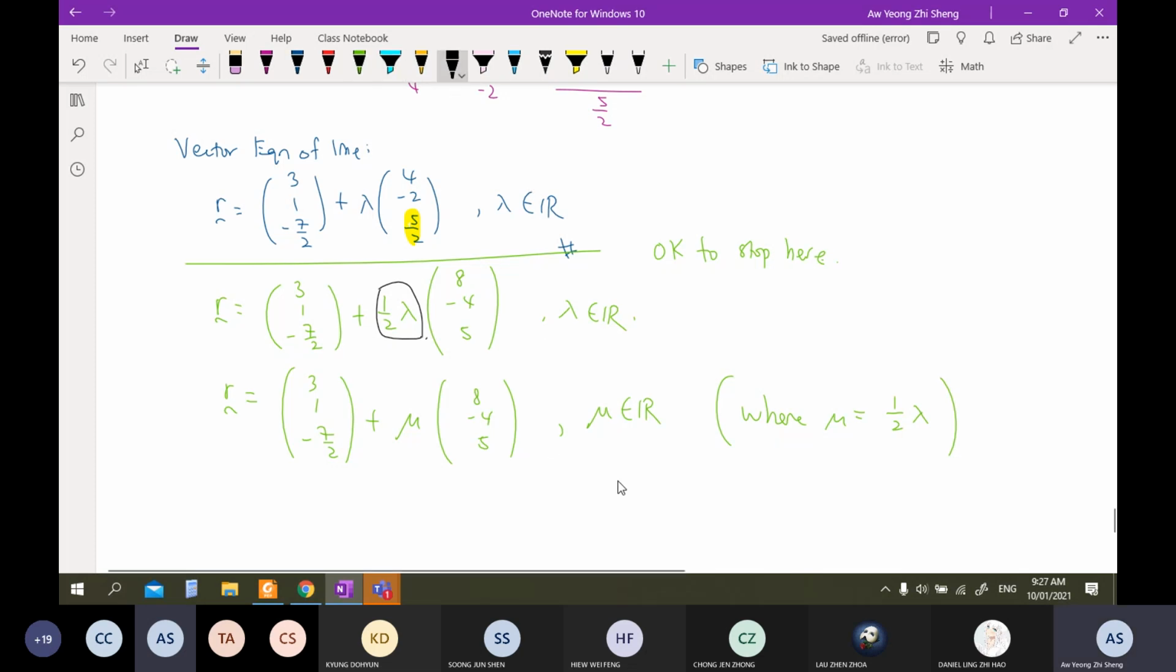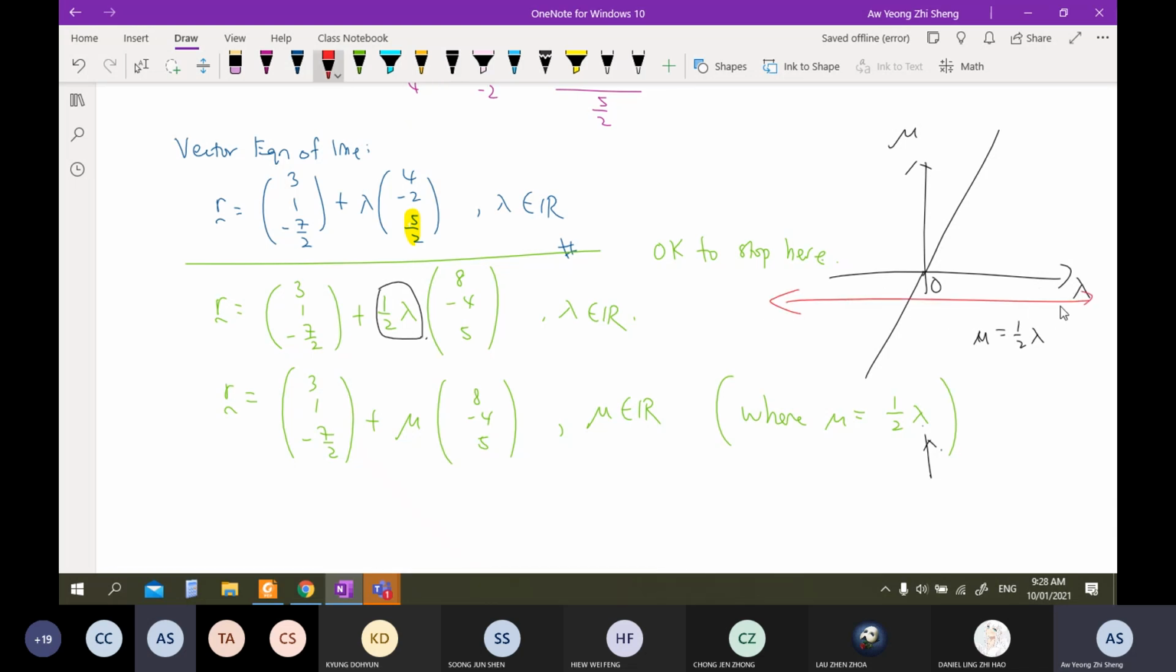So the idea is this: if your lambda is allowed to take all real values, then as you vary your lambda, half lambda would also cover all real values. You can imagine if I draw the graph of mu against lambda, having the relationship mu equals half lambda, you have a straight line with a gradient of half passing through the origin. So if I allow the domain to take everything, then the range is also everything. That's why when lambda takes all real values, your mu can also take all real values.